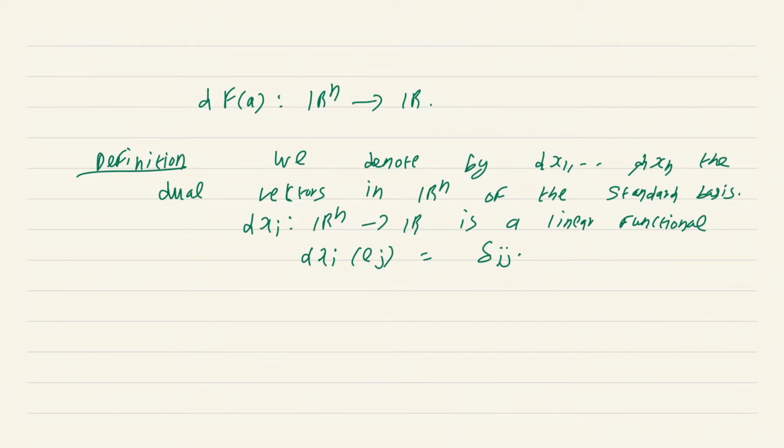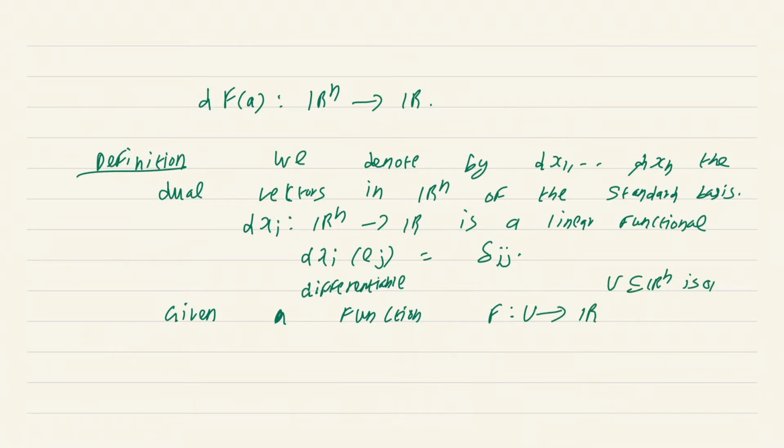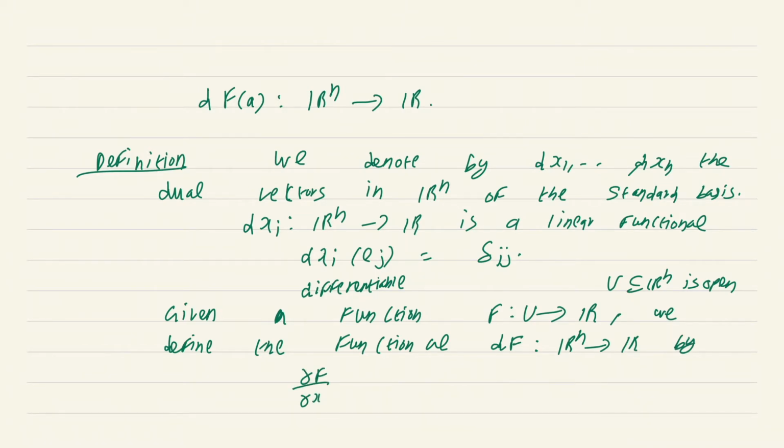Okay, now given a differentiable function f from U to R, U a subset of Rn that is open, we define the functional df from Rn to R by del f by del x1 at a dx1 plus dot dot dot plus del f by del xn at a dxn. So this functional is at a.